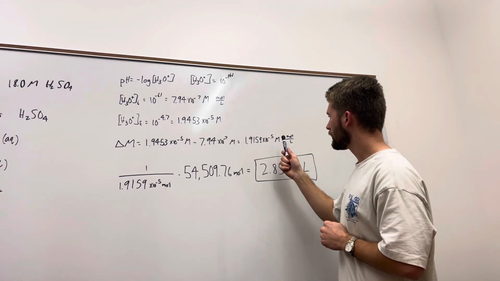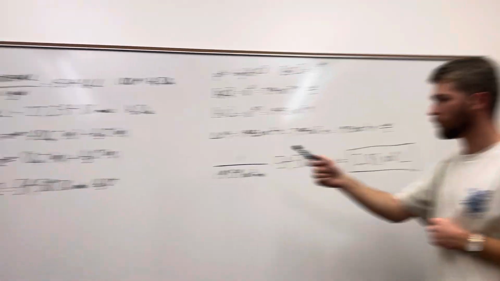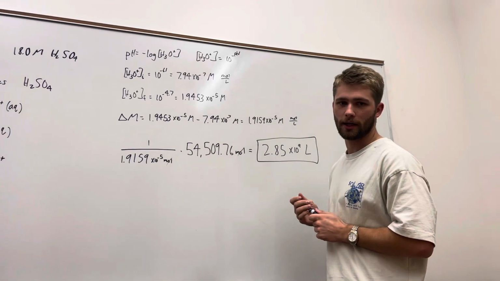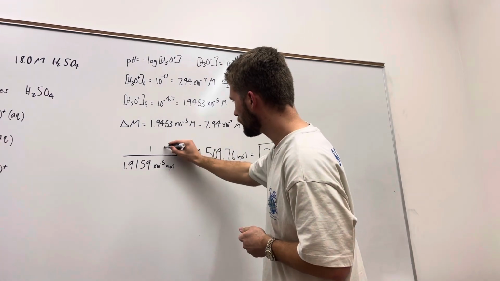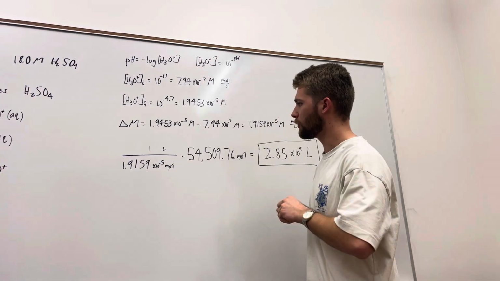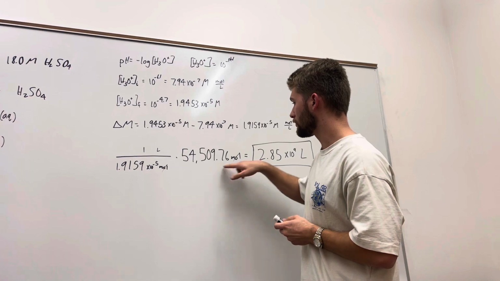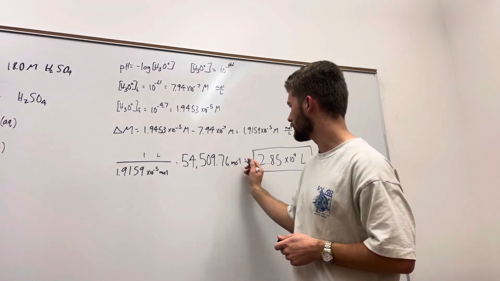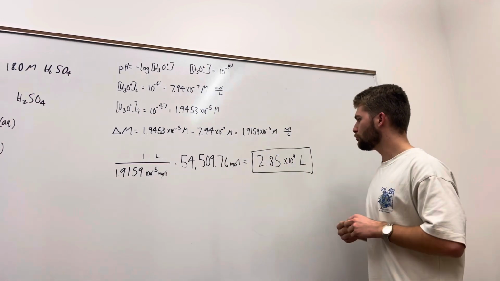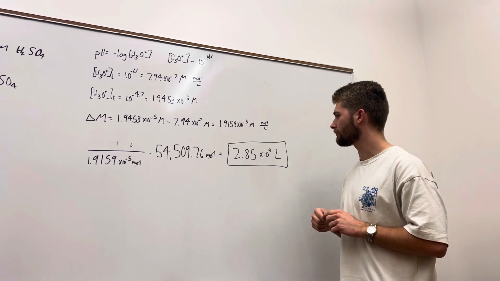So if we have how much each liter changed in moles, and we have the total number of moles that were added, we can simply multiply those 2 values. Well, the reciprocal of this, right? 1 liter per that many moles. So 1 liter per 1.9159 times 10 to the minus 5 moles times the total number of moles, 54,509.76. Those units cancel, leaves us with 2.85 times 10 to the 9th liters of volume for the lake.